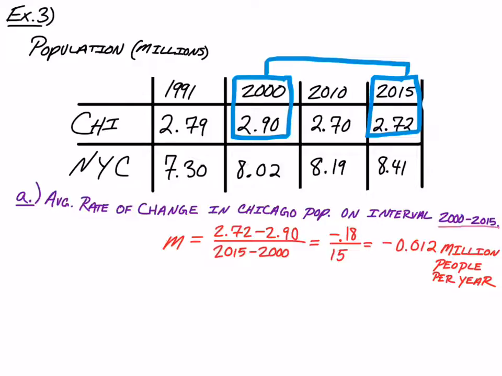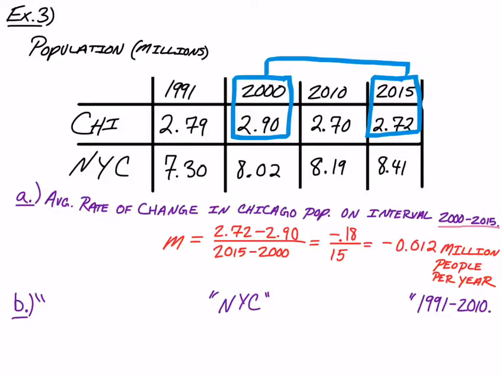Okay, and then for part B, I want to ask a similar question about New York City. I want to know what's the average rate of change in New York City's population on the interval from 91 to 2010. Notice I don't want to rewrite that whole problem again, so I just put quote marks for the stuff that was going to be the same. So let's get 2 points, find the slope from 91 to 2010 for New York City.